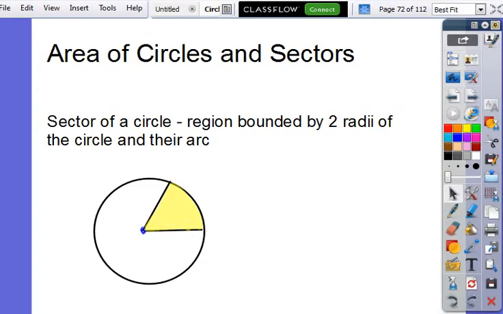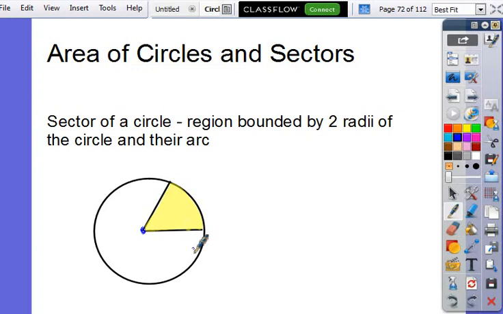All right, areas of circles and sectors. It's basically the same thing that we just did with circumference and arc length, except now we're talking about area. When it talks about a sector of a circle, this highlighted part right here would be a sector. But also all of this white part right here would be another sector. So every time we do these, we're going to have the small one and then the big one. Small sector and the big sector.